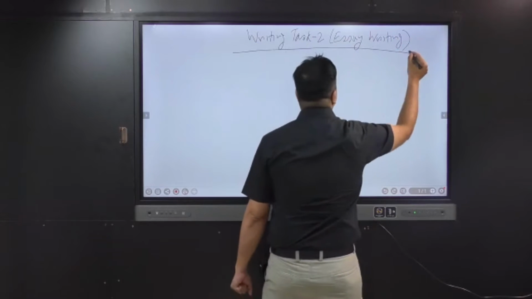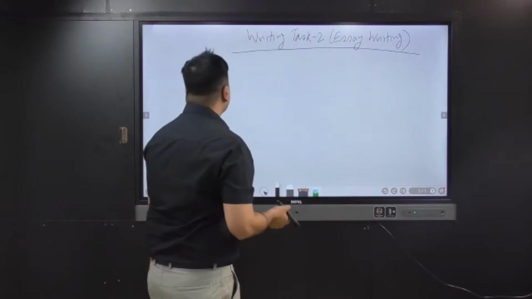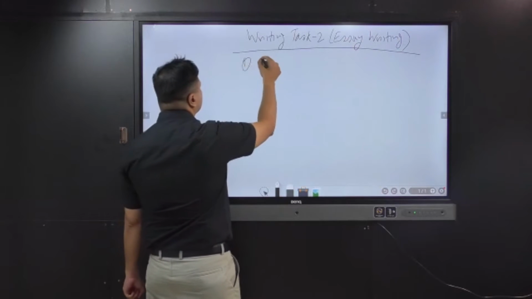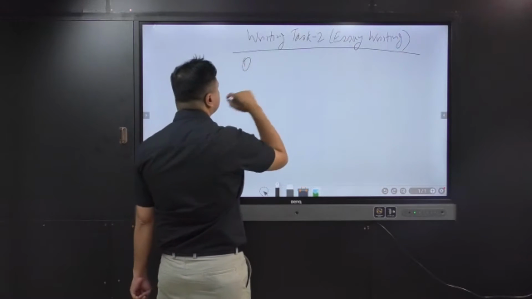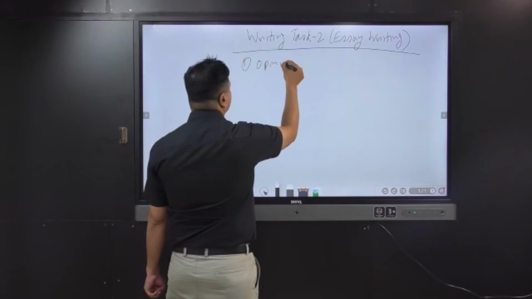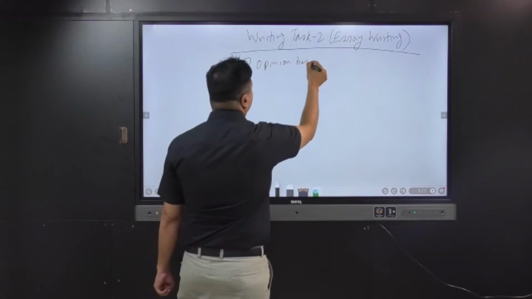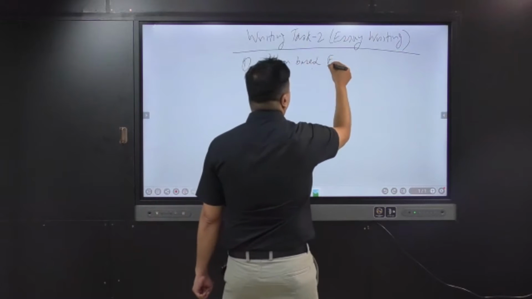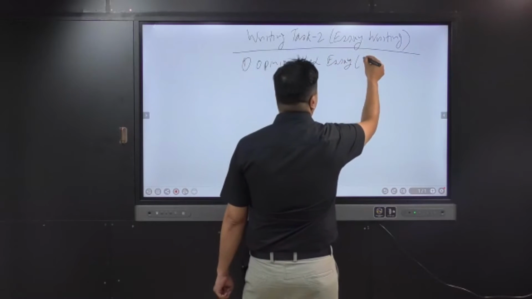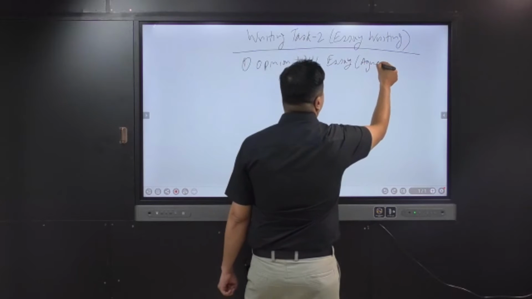So this is writing test 2, or essay writing. There are 5 or 6 types of essay. Like the first one is called opinion based, which is also called agree or disagree.